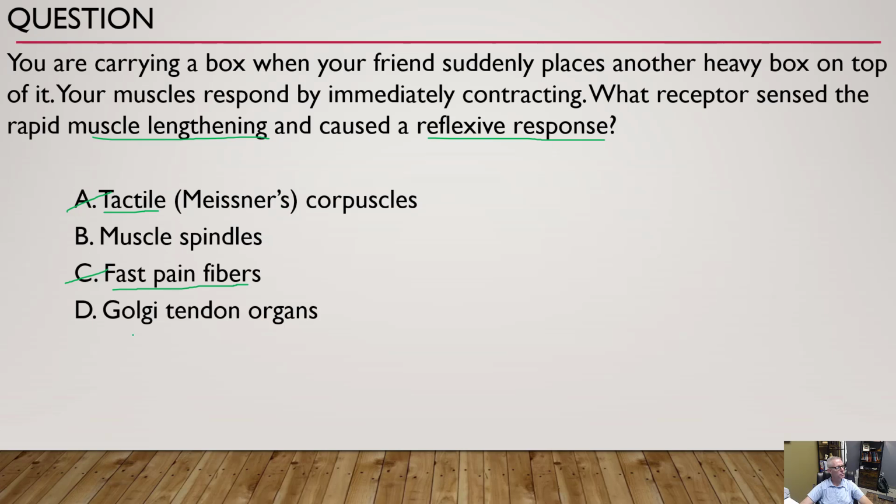Muscle spindles or Golgi tendon organs. So muscle spindles deal with muscle lengthening and contraction. Golgi tendon organs deal with tendons. So basically this question is asking about muscle lengthening, so we're going to go with muscle spindles.